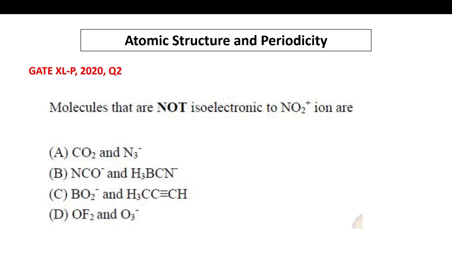So there are four options which are given, and they have asked to find out which one of these options is not isoelectronic to NO2 plus. So for solving this question, first you need to know what an isoelectronic species is, or how you can actually know whether two atoms are isoelectronic or not.